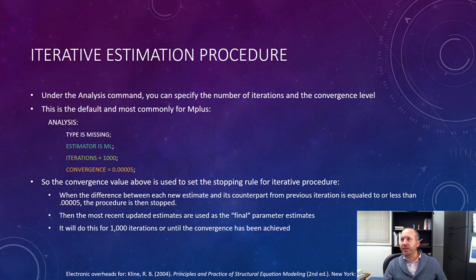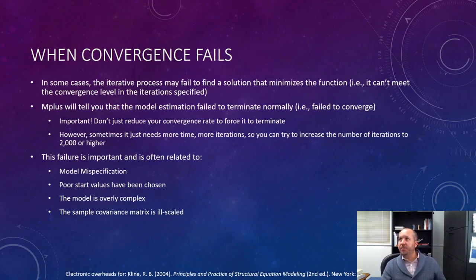So if you ever change anything in this command, you would be changing the estimator or the iterations. The convergence you will probably typically never change. If you do, especially if you make that convergence larger, you can really have some real problems in your data because it won't be very accurate. So again, if convergence does fail, it's important to not make that convergence level smaller just to make it fit. But you can sometimes increase the number of iterations. That can sometimes fix the problem for you.